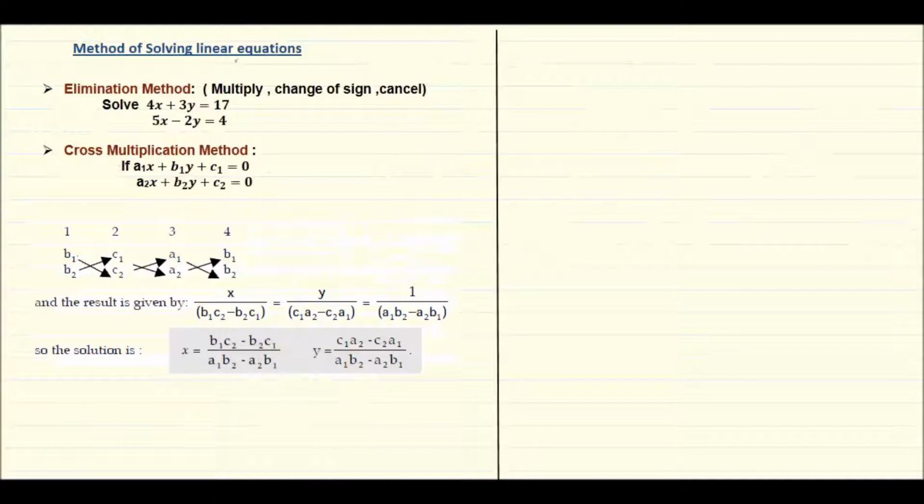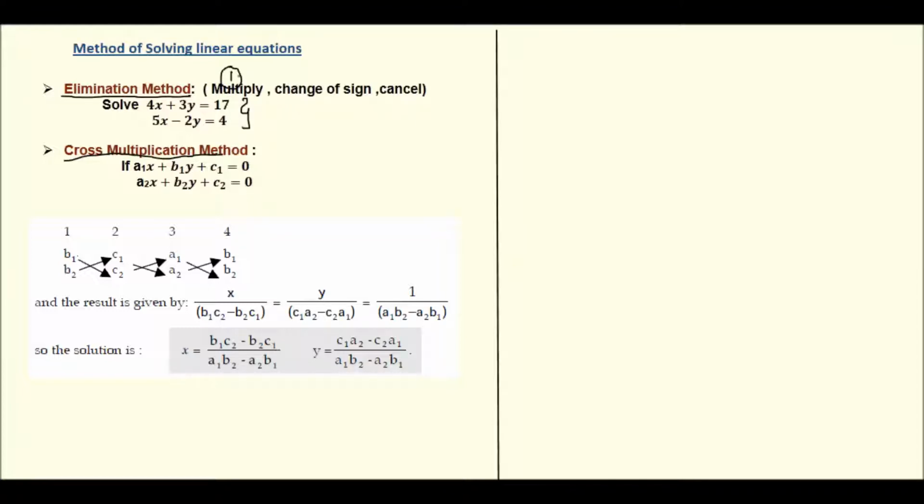And what is the method of solving? Solving means how I am going to find a value for the variables x and y. There are two methods: elimination method and cross multiplication method. And I will always choose the elimination method. I will teach you how this elimination method works. First, you multiply a number with the whole equation. Second, you change the sign, and this is optional. Third, you cancel off the terms. And I will do an example problem.